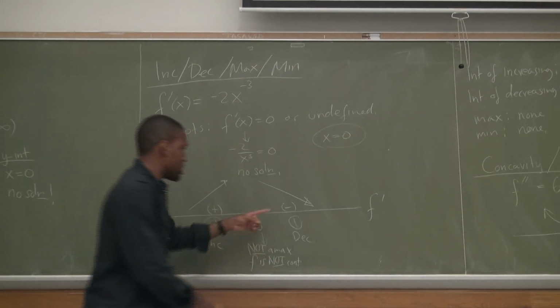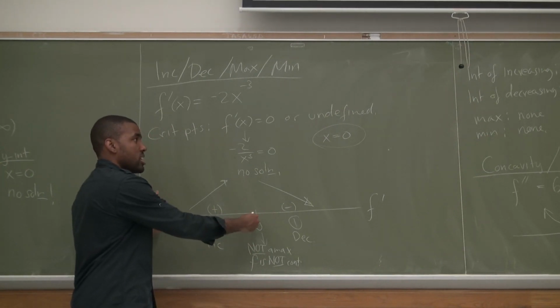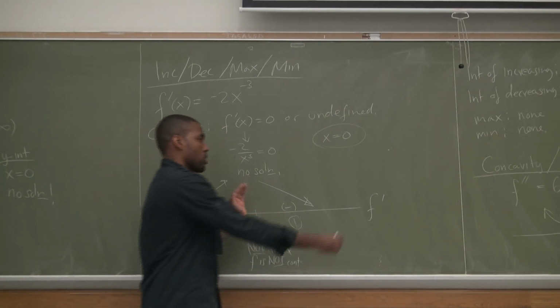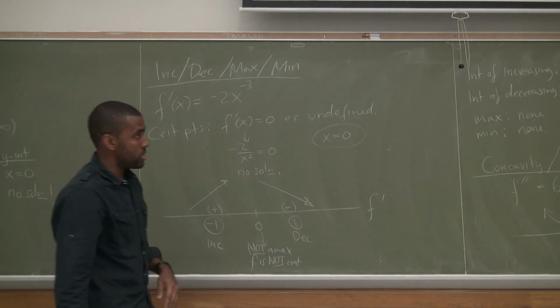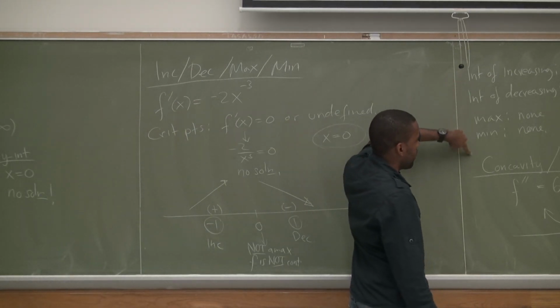So once you figure out where it's positive, everywhere the derivative is positive, that interval is an interval of increase. Where it's negative, that interval is an interval of decrease. Hence, the answer is here.